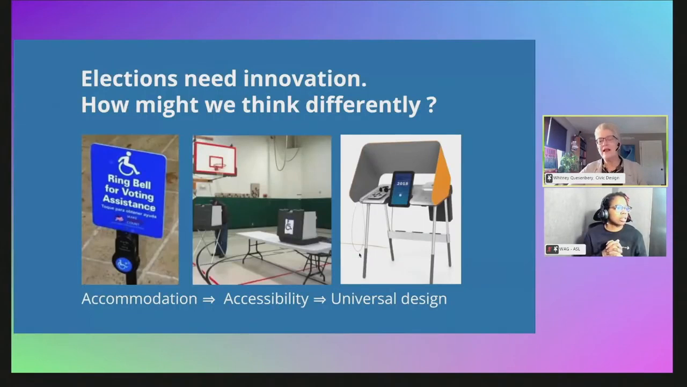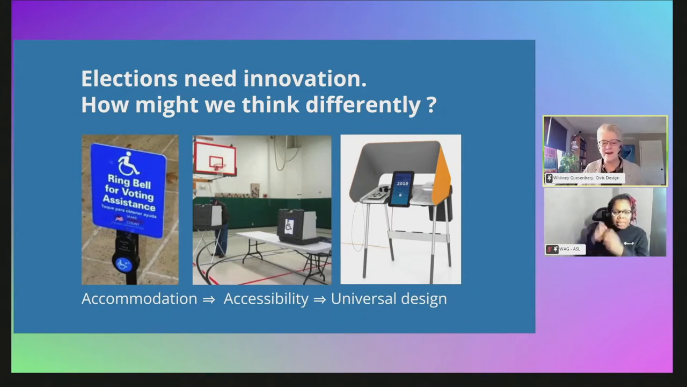So let's think about where we go from here. Elections clearly need innovation. We're not going to get innovation by just saying, let's do the same thing a little bit more accessibly. We're going to get innovation by beginning to think about the problem differently.